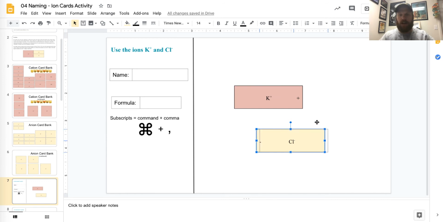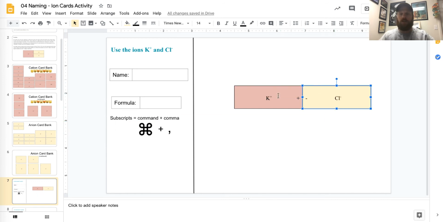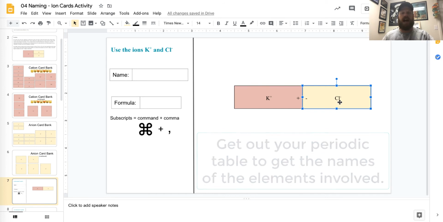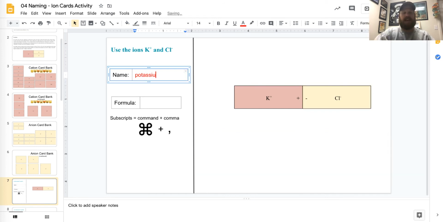In this case, I only need one of each card. The charge of one K+ card is balanced by the charge on one Cl- card. Now I can develop the name and the formula for this substance. The name is simple. The metal cation is potassium. Cl is chlorine, but the nonmetal anion, you change the ending to IDE, so that would be chloride.